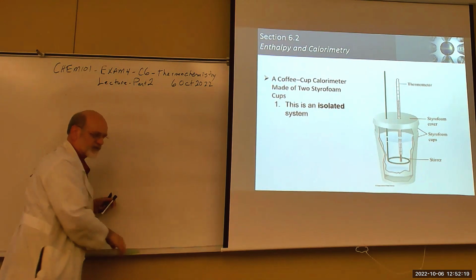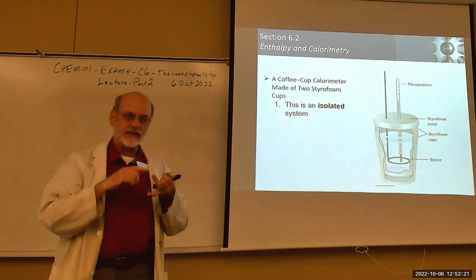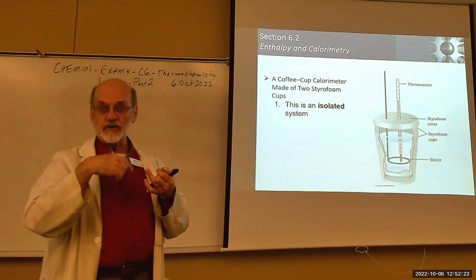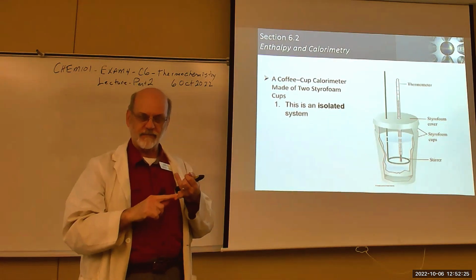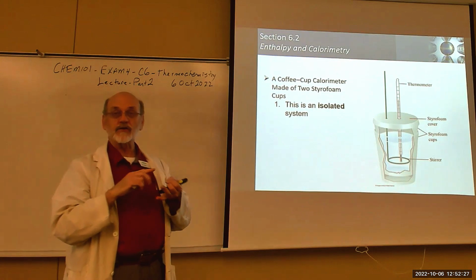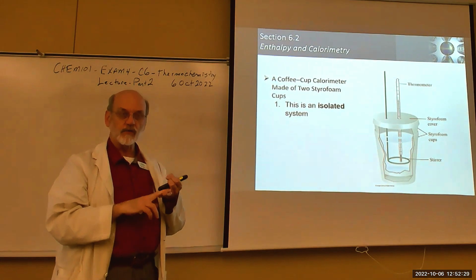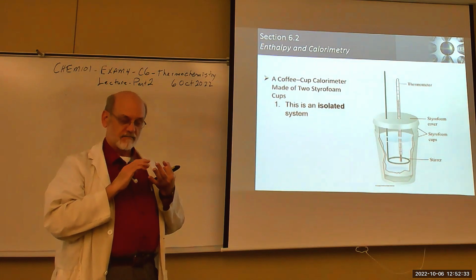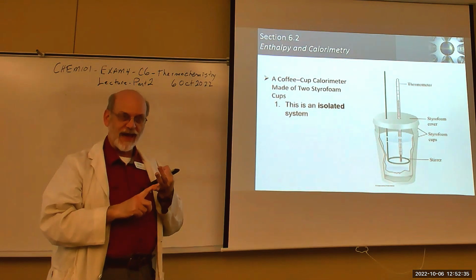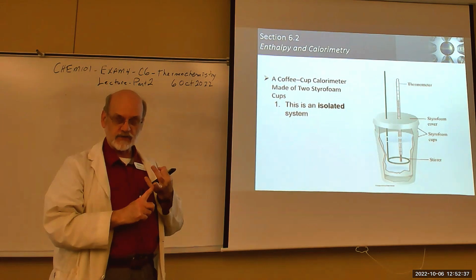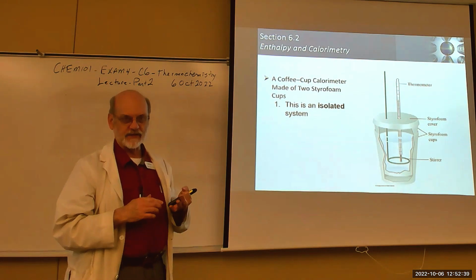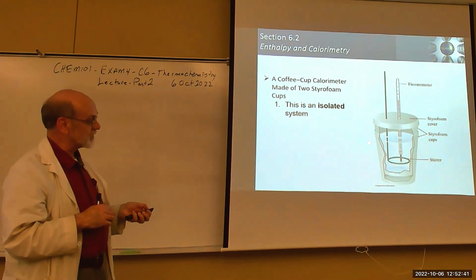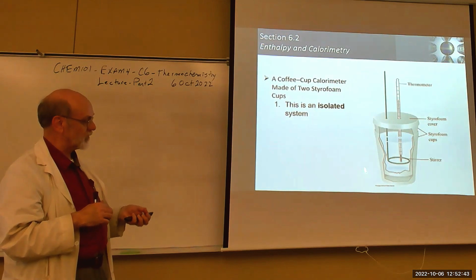Remember, if you have a system where both matter and energy can cross the barrier with the surroundings, it's an open system. If only energy can cross the barrier, it's a closed system. No matter can cross. And if we eliminate both matter transfer and energy transfer, we have an isolated system. This calorimeter is an isolated system.